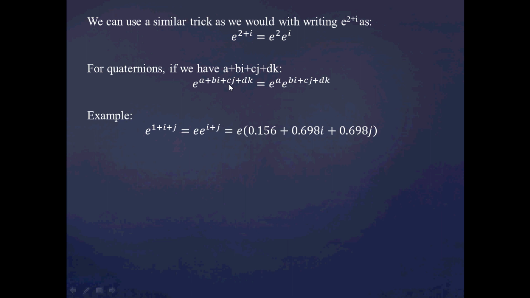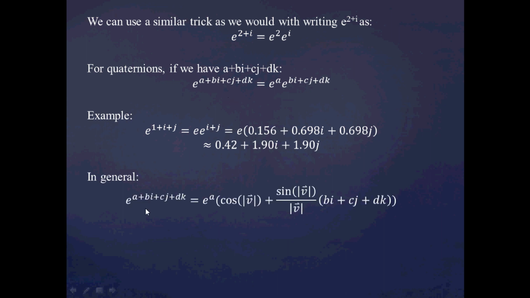To take an example of what I'm talking about, let's suppose we want to calculate e to the 1 plus i plus j. I claim that we can split up that one scalar part from the i plus j vector part and write this as e to the first power times e to the i plus j. And since we know how to take care of something that looks like this already, e to the i plus j, this is simply going to be e times what we are already able to calculate. So if this holds, which it does, we now know how to calculate the quaternion exponential for any quaternion.